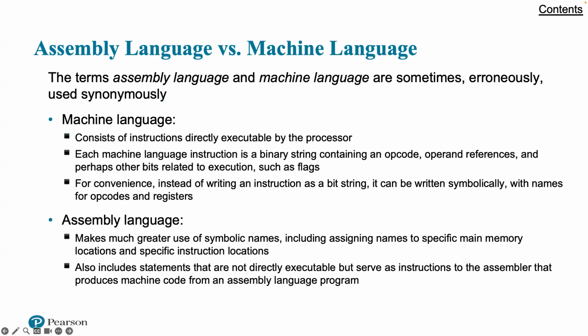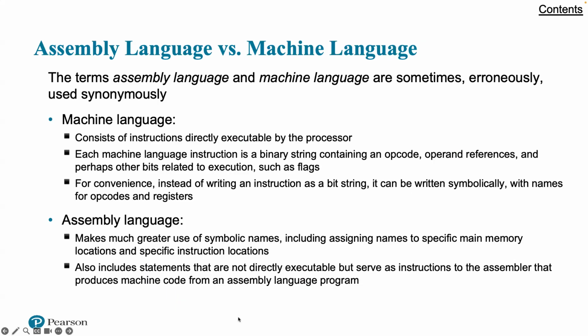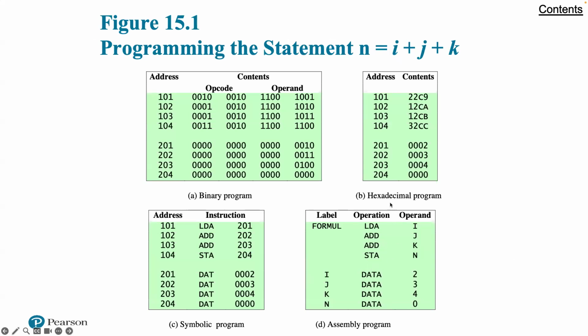So remember, there's a difference between machine language and assembly language. Machine language is this, ones and zeros, that's machine language. And assembly language is something more readable, approaching something like that. So sometimes it's easy to get those two confused.